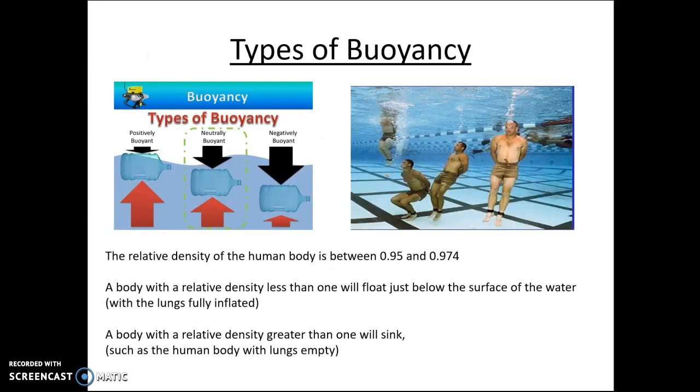So the different types of buoyancy: we've got something that we refer to as positively buoyant. That's someone that's going to float. Neutral buoyancy, where you're going to float right on the top of the water, and then negative buoyancy when you're going to sink. So the relative density of a human is just under 1. Anything that's under 1 is going to float as long as you've got your lungs inflated, and as soon as you breathe out, you're going to sink.